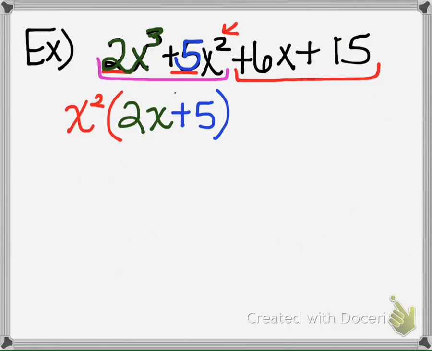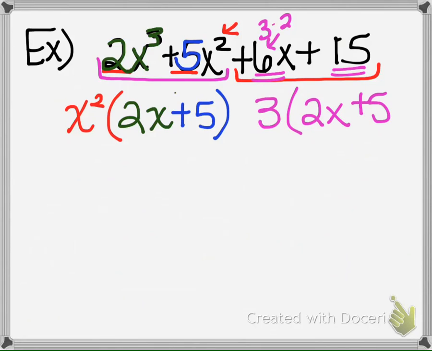Now we're going to do the same thing over here, so we need to ask ourselves what can go into 6 and 15, which is 3. And they don't have x's in common, so we're just going to pull out a 3. And 3 times 2 is 6, so we're going to put a 2 here, and then we need the x. And then 3 times 5 would get us the 15. So this has to be a positive 3 to get this here.